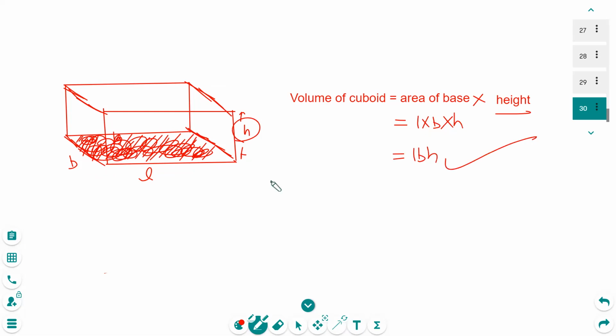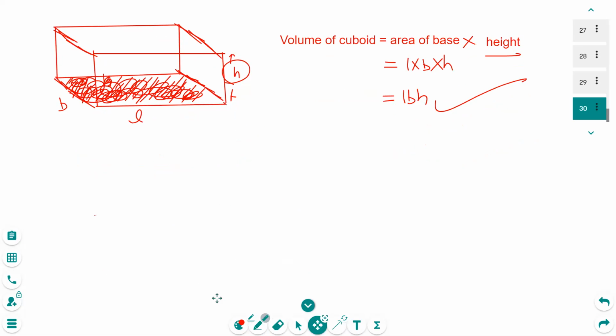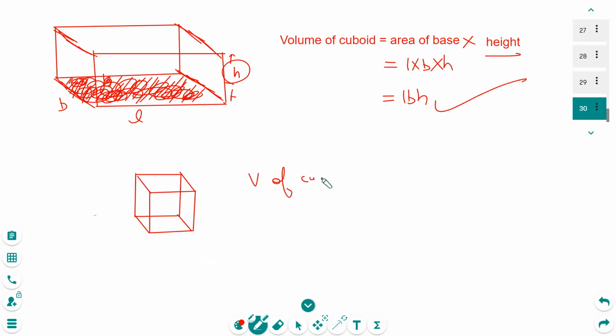That's done. How about we go for the cube now? You will see that it follows everywhere. Cube is made up of what? Rectangles? Sir, squares. Squares, good. So it is made up of squares. Again, it's a three-dimensional figure, something like this. So now, the volume of the cube.